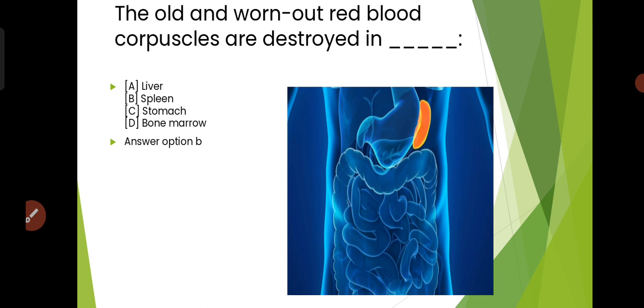The old and worn out red blood corpuscles are destroyed in: your options are A, liver, B, spleen, C, stomach, or D, bone marrow.